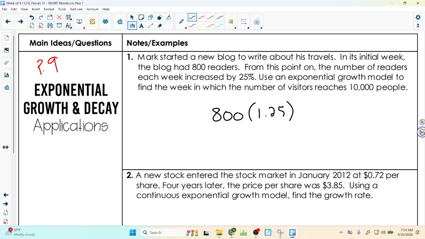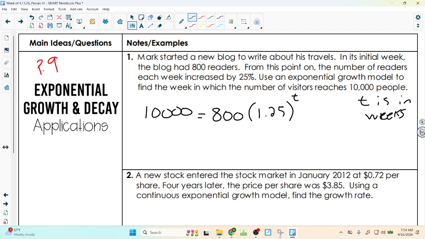We want to find when he's going to get, so it's time, in weeks. So T is in weeks. We want to find the time it's going to take for him to reach 10,000 people. This would be how we would set up this problem.